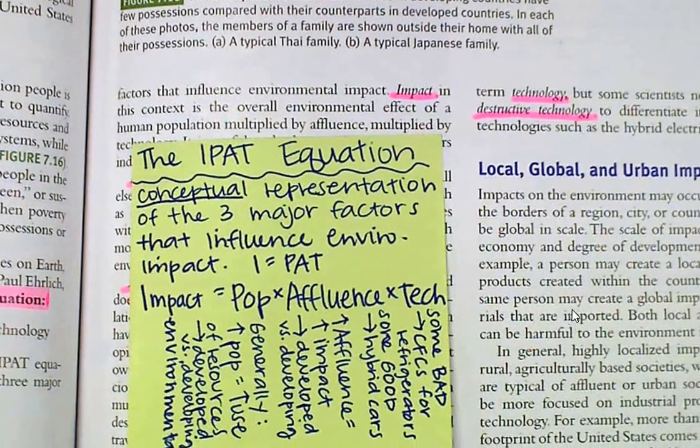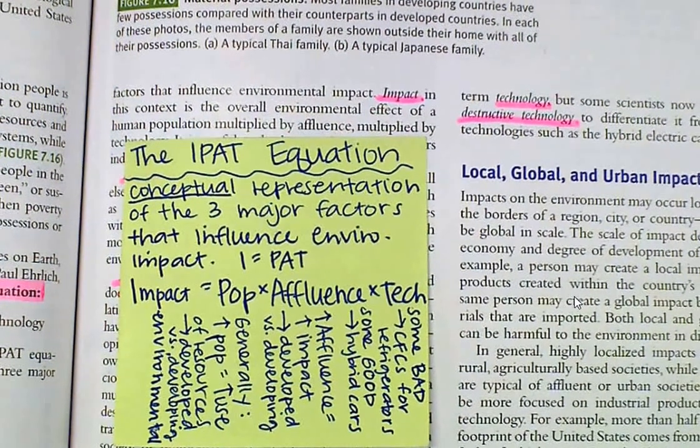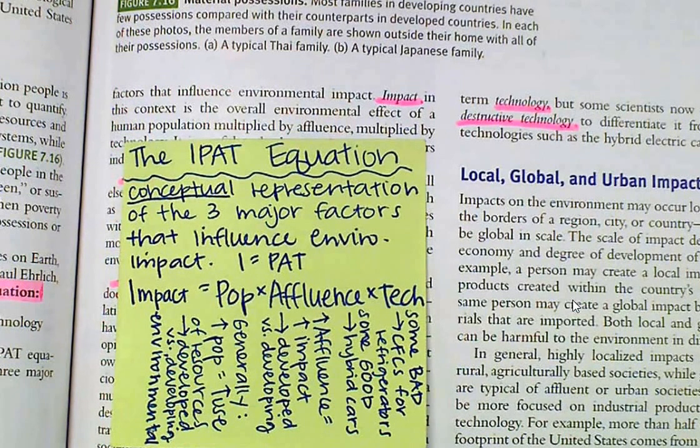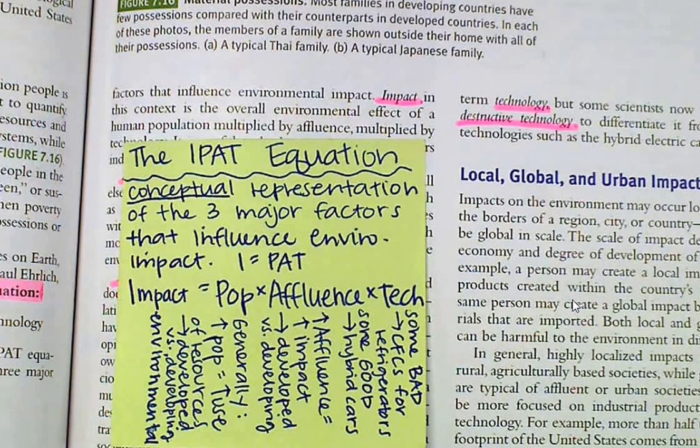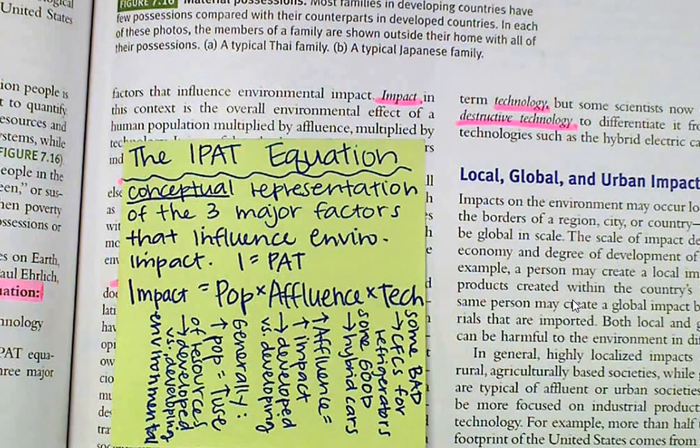All right, now some environmental scientists came up with something called the IPAT equation. It looks like an equation because it has an equal sign and a multiplication sign, but it's actually just a conceptual representation of the 3 major factors that influence environmental impact. It's called IPAT because I equals PAT: Impact equals Population times Affluence times Technology.